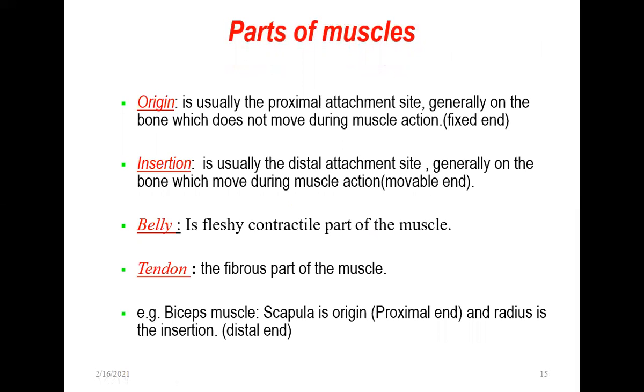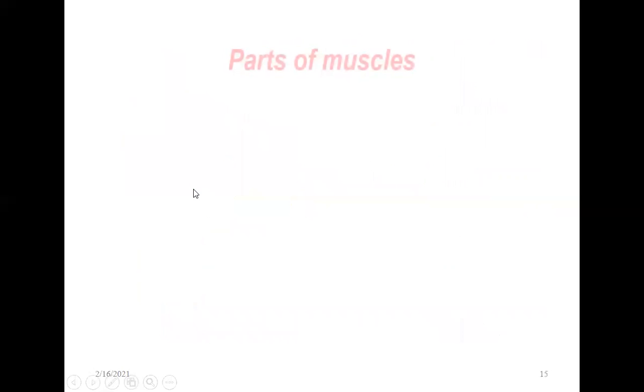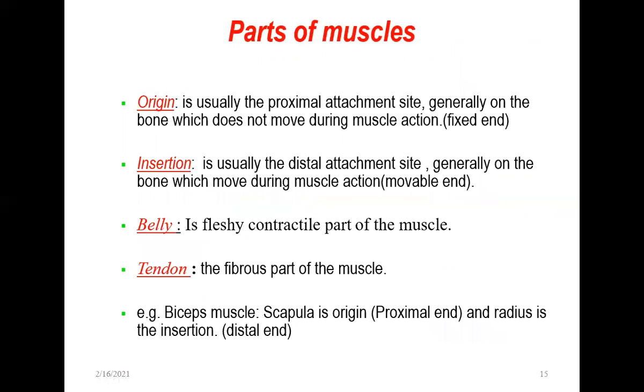Okay. Then the tendon, the fibrous part. Here, if you see, everything is not colored the same, but the ends are shown in whitish color. These parts are called the tendon. These are the ends of the muscle where there is no muscle fiber, but there is a fibrous part of it. It is a part of the muscle, but it is fibrous in nature, which helps in the attachment of the muscle to the bones. So that part is called the tendon.